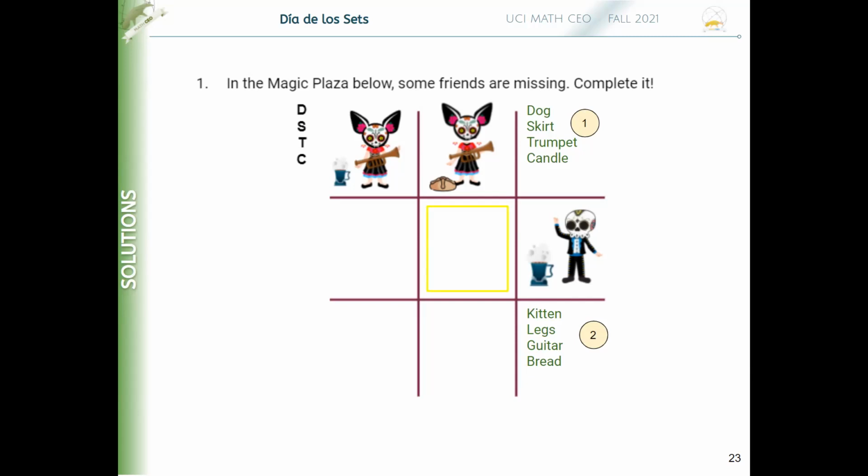You have to wear pants, guitar and trumpet, so you have to play nothing. And then we have bread and hot chocolate. You have to have a candle. And that's what happens here. This is our third friend. So let's go a little quicker. Here you would ask the same and just have a human, pants, non-bread to form a set there.